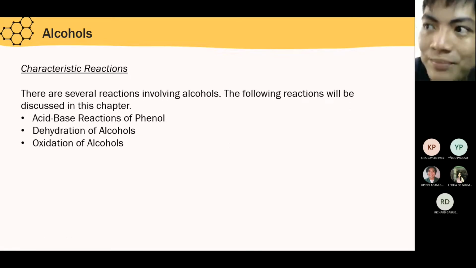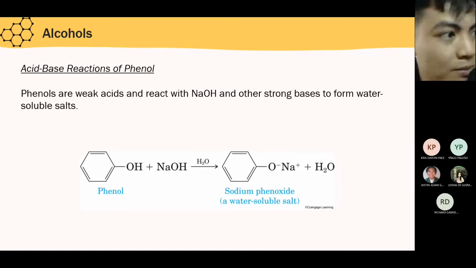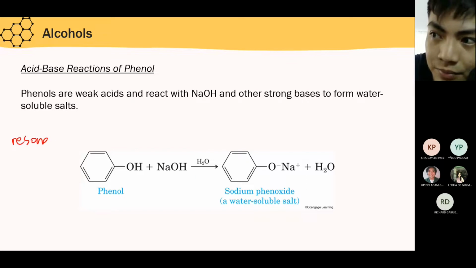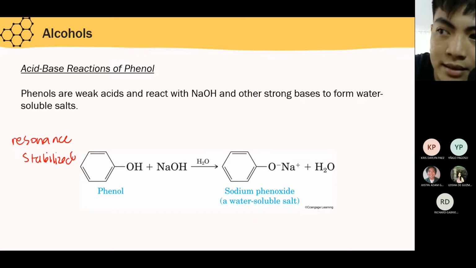Okay? So sige. So first one is the acid-base reaction of phenol. Now, alam nyo na to, last week sabi natin that phenols are weak acids, no? Bakit sila uli nagiging weak acid? Because it is resonance stabilized, no? Naalala nyo pa ba yung idea ng resonance? Yung resonance yun yung umiikot-ikot yung electron sa molecule.